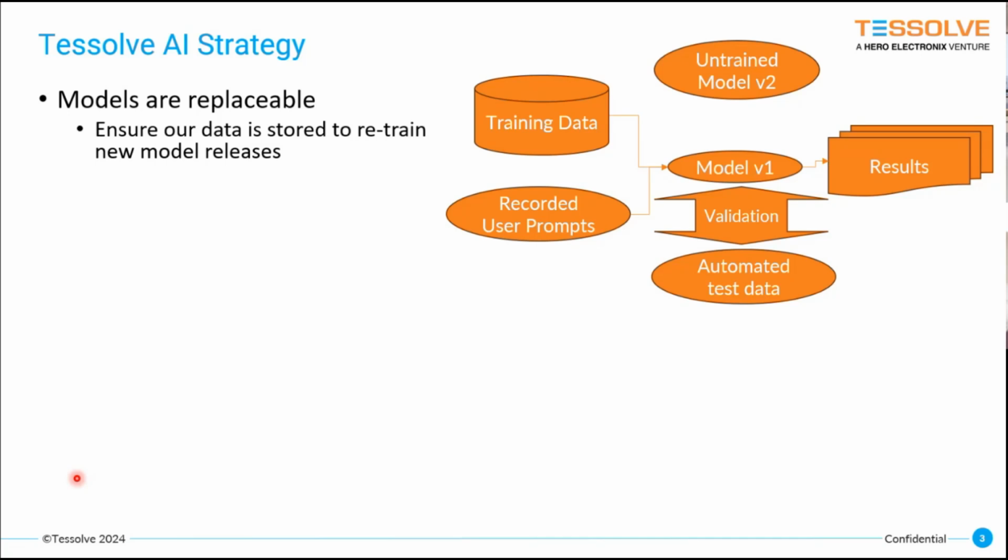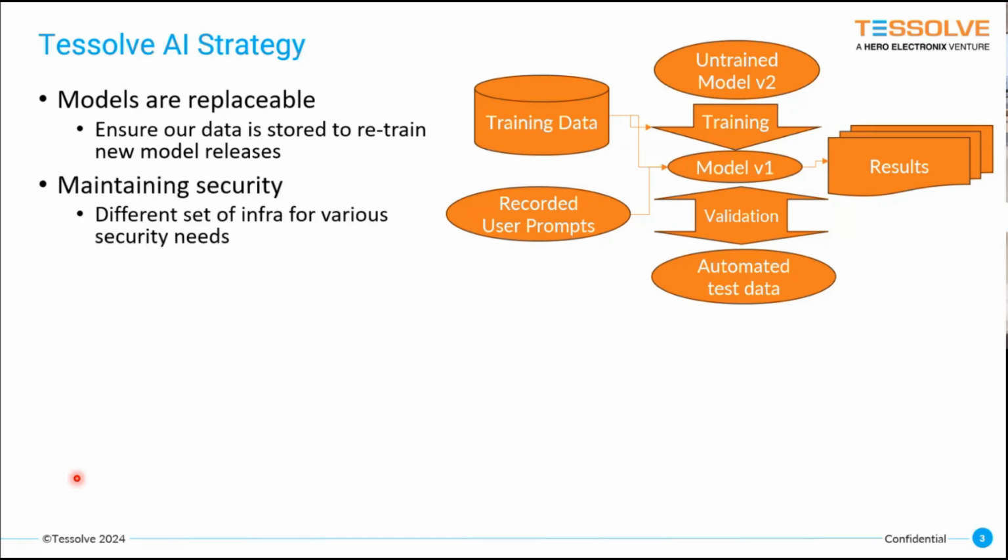But then the new model comes along, and what we can do is very quickly drop that in to replace V1. We rerun our training data, we rerun all our user prompts, and we quickly validate it through the test data. The quickest we've done that is about 2 or 3 hours from a new release on one of the AI tools that we use to start generating results, and we do see big jumps in improvement.